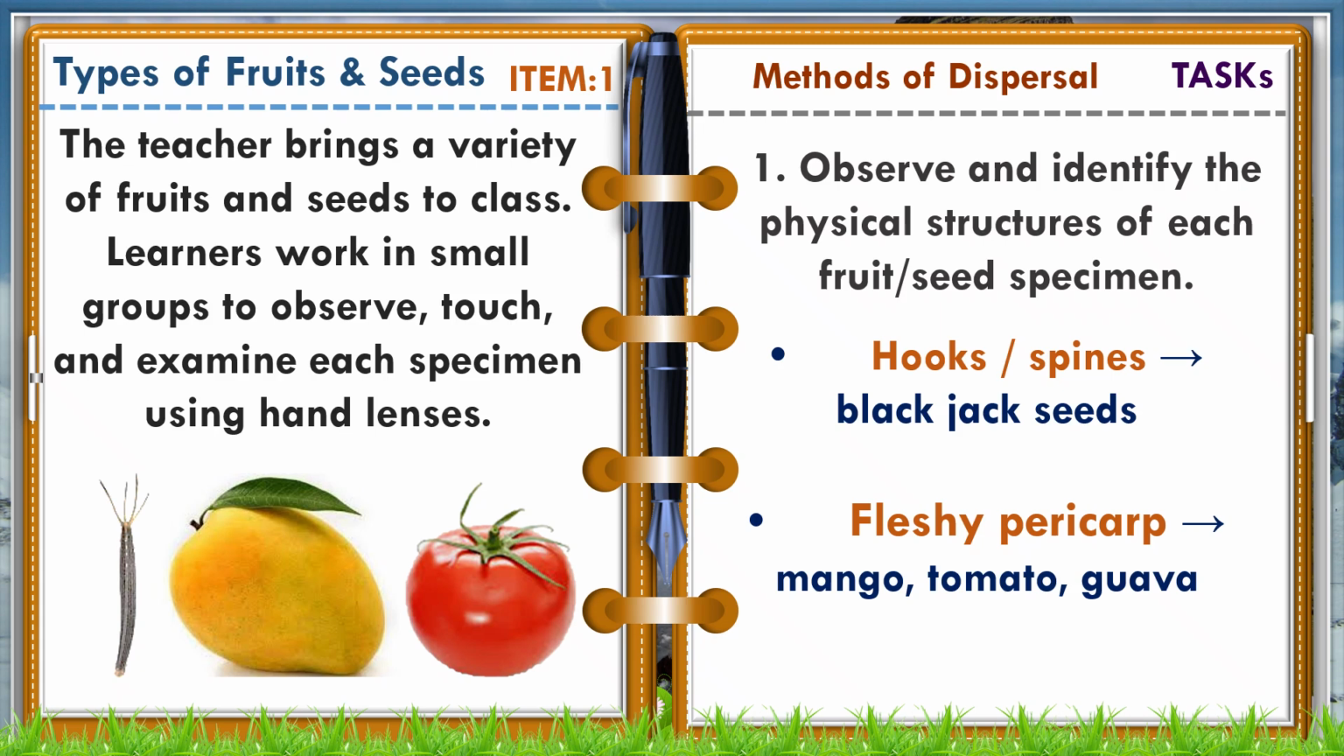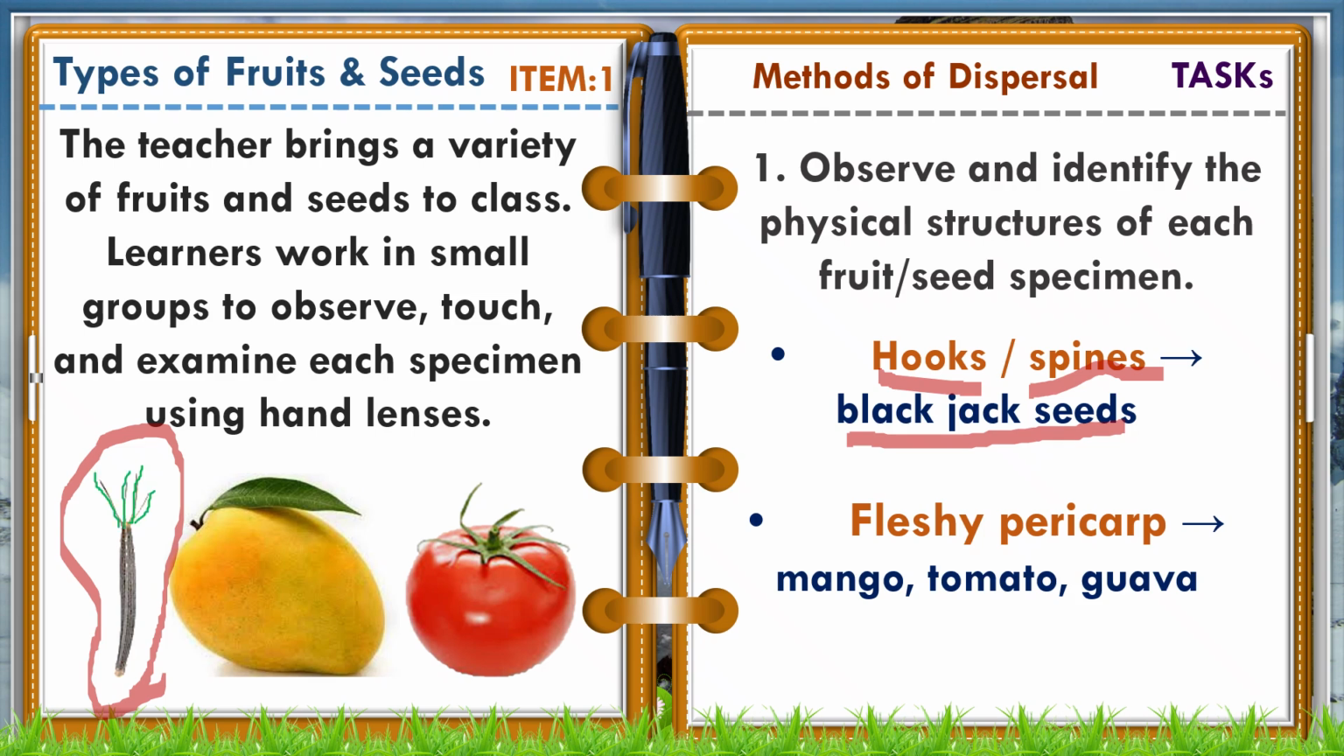Then we have hooks or spines. These can be found on blackjack seeds. We have our blackjack seed here, and it has these structures that we see here. Those are hooks, and this is a blackjack seed or fruit.